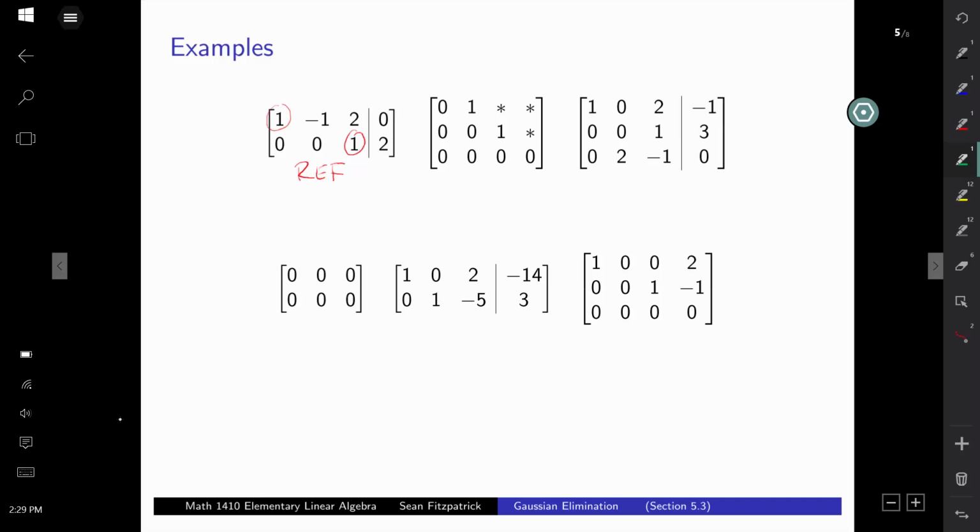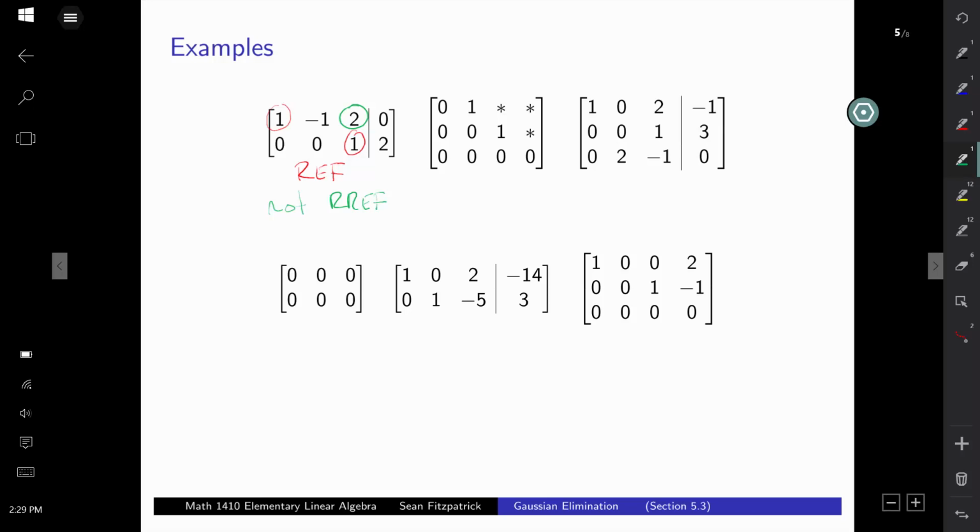However, there's a 2 sitting above the second leading one, so that second leading one is not the only non-zero entry in its column, so it is not reduced row echelon form. Okay.